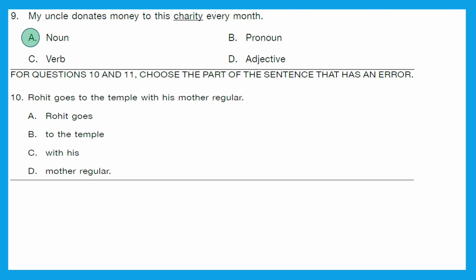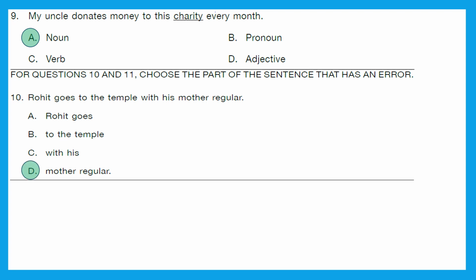For questions 10 and 11, choose the part of the sentence that has an error. You have to find where in the sentence there is an error. Question 10. Rohit goes to the temple with his mother regular.